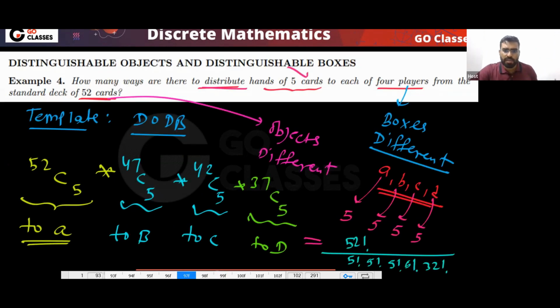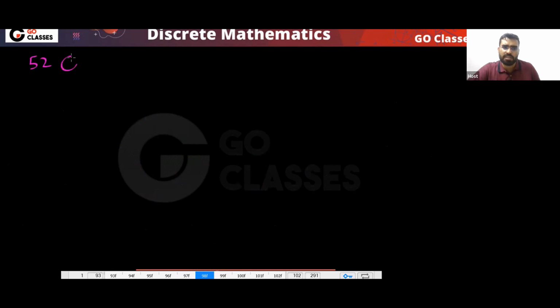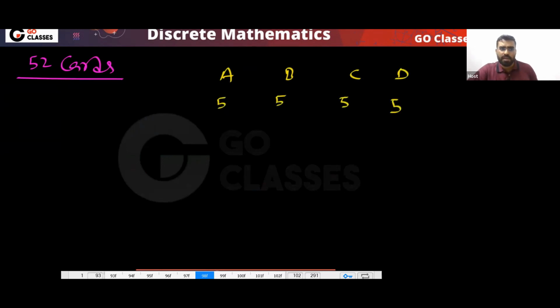See, it's like this. You have a total of 52 cards, and these are the boxes A, B, C, D. You want to give 5 to him, 5 to him, 5 to him, 5 to him. Just consider it like this. And this is trash. And to this trash, how many cards are you giving? 32 cards. So very simple: 5 cards, 5 cards, 5 cards, 5 cards, 32 cards.